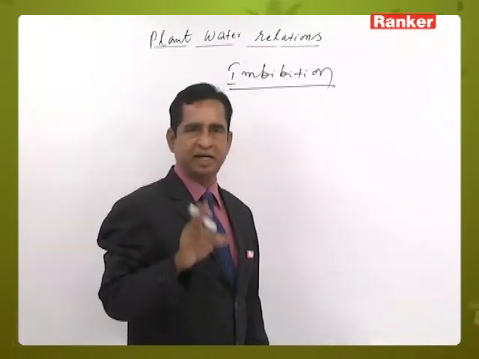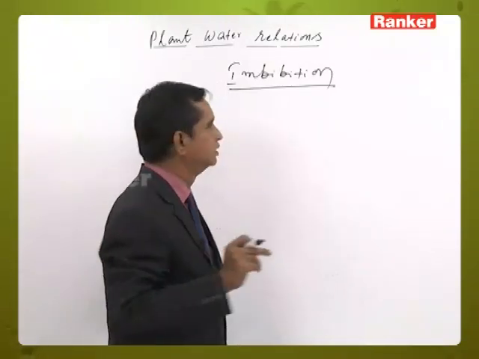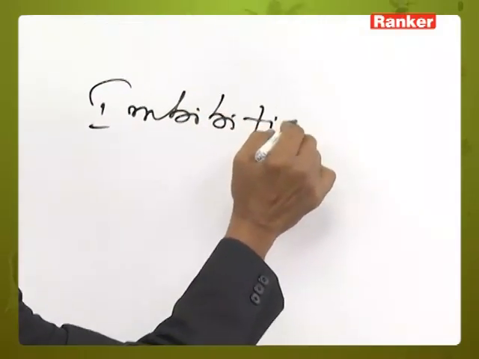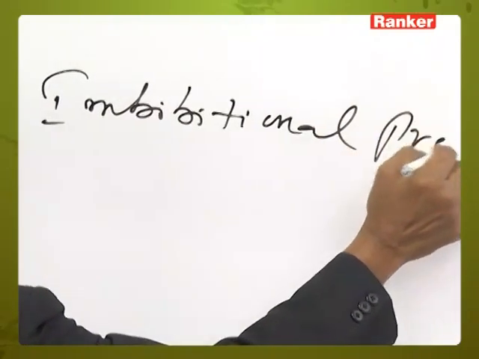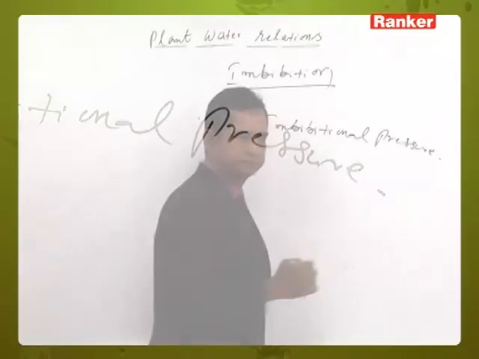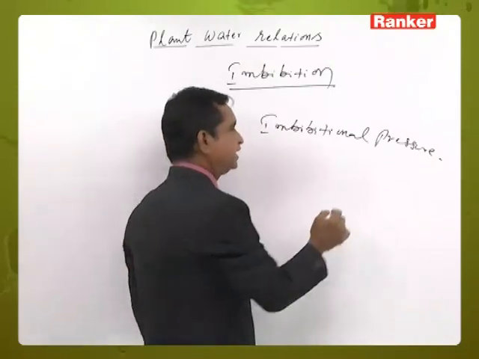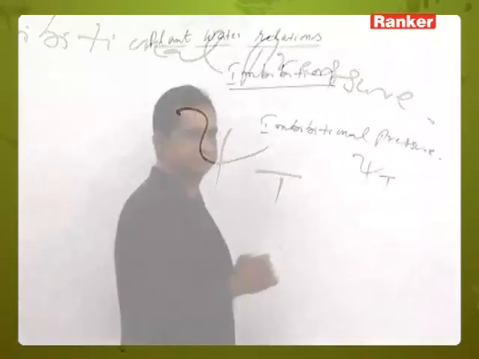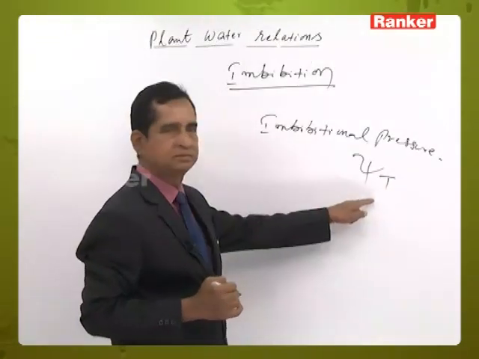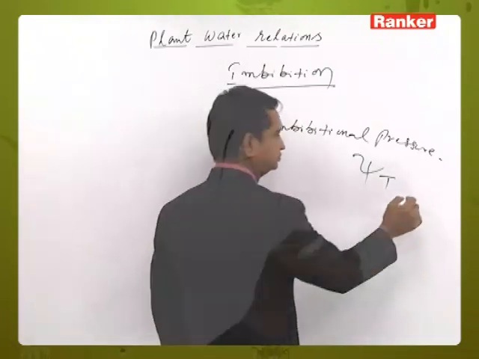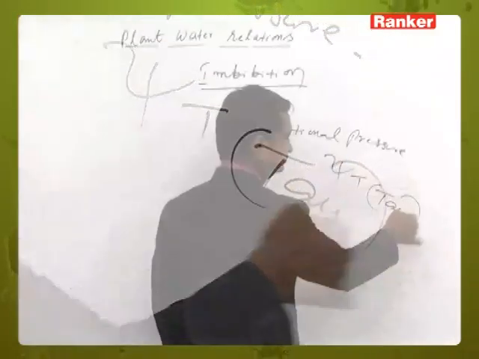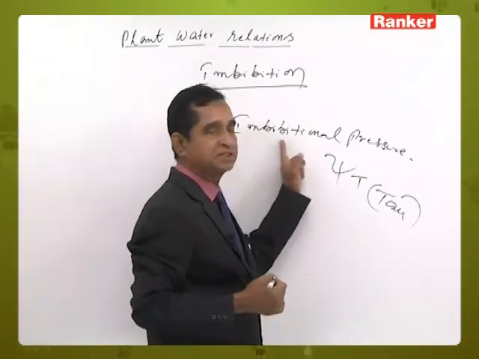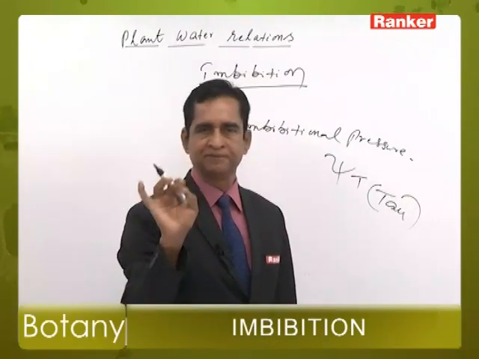The imbibition also exerts some pressure. We call it imbibitional pressure. It is denoted as psi T. That T is tau. In a living body, this imbibitional pressure is very negligible.